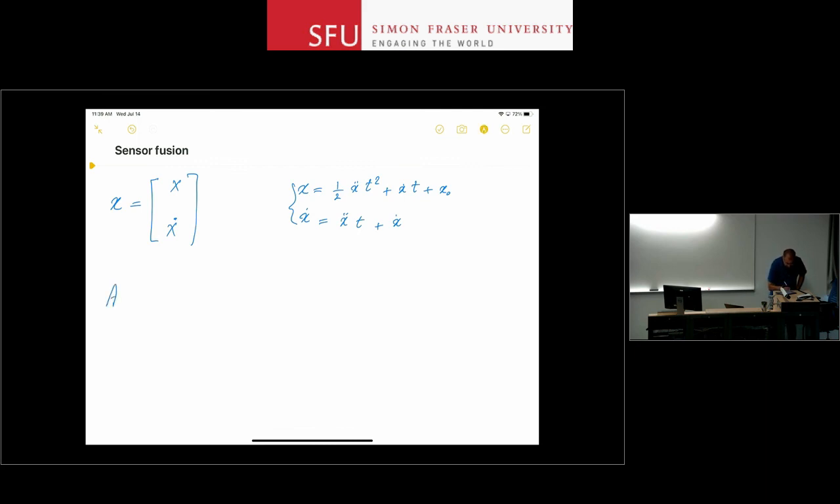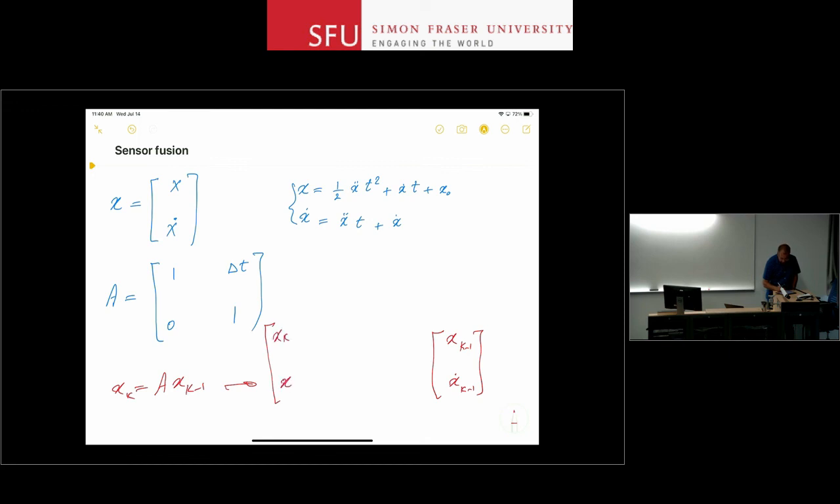So my matrix A is going to be, and I'm going to tell you why in a second. So remember, A times my location at the previous point. So I'm going to write it here. So, let's say A times x k minus 1, this should give me x k, right? So x k minus 1 is your x at the previous data point, and the velocity at the previous data point, and you want to extract x k and x dot k from this.